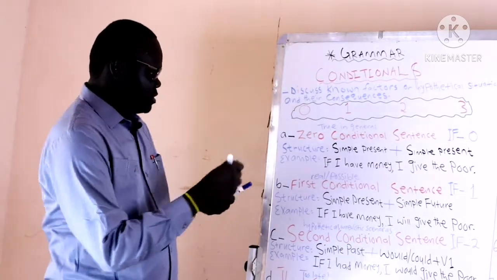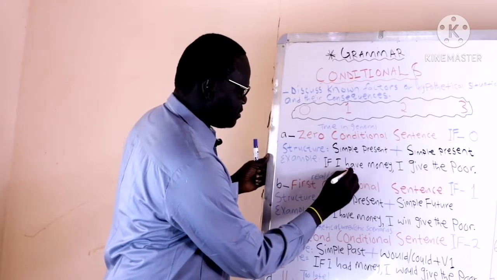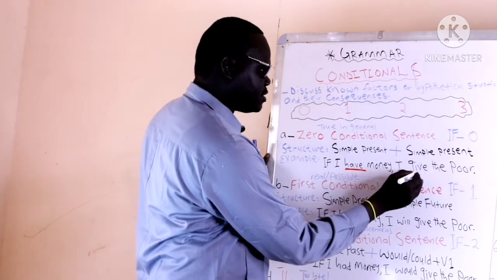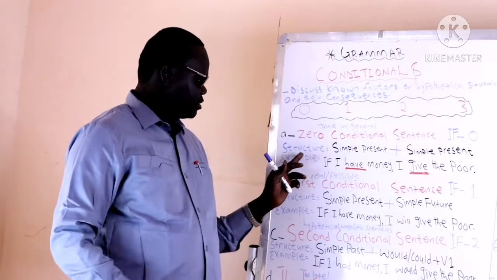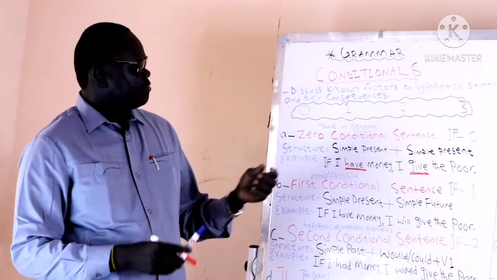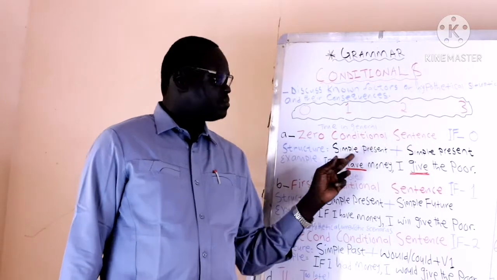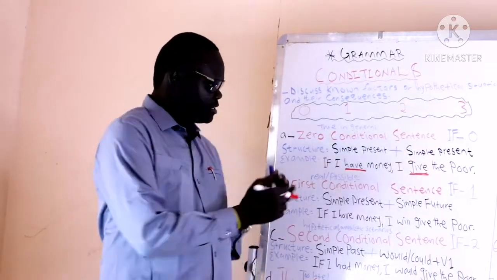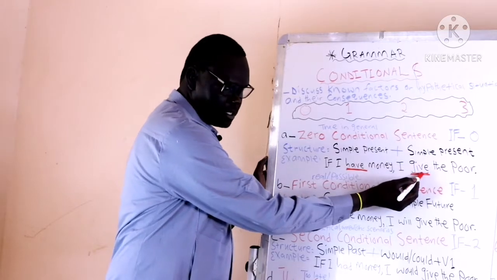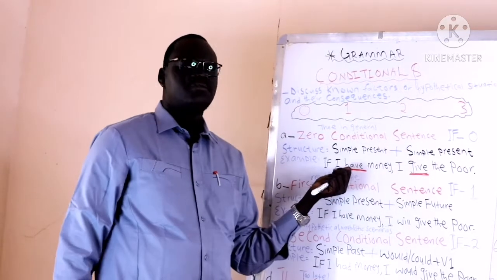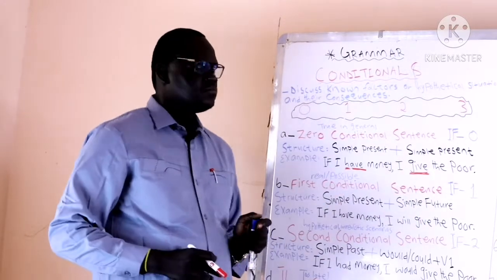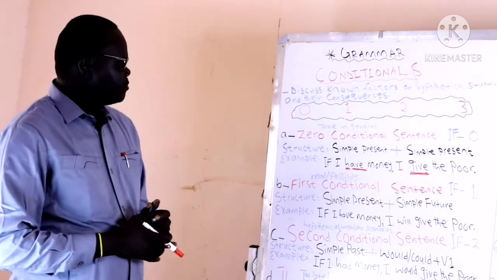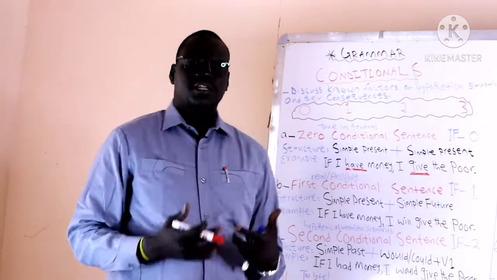This is now our simple present. And this is now our simple present, you see. The rule of the structure says the formation of this kind of conditional sentence is simple present plus simple present. Here is our simple present. Here is our simple present. The difference is this one is verb to have, and this one is verb to do, the positive form. You can add more examples to satisfy yourself.